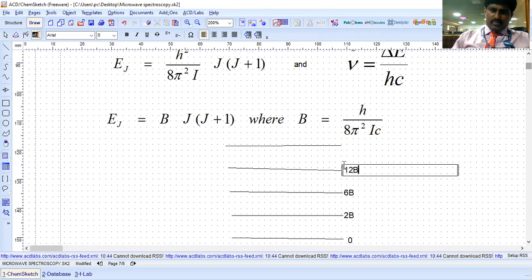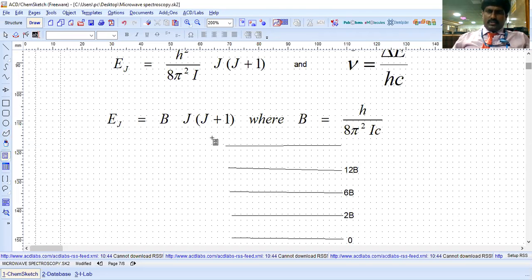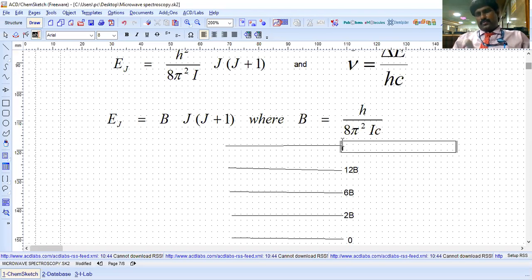See that it is very simple. We are expressing the energy of each rotational level with respect to the B term. And now 0, 1, 2, 3, 4: 4 plus 4 into 4 plus 1. How much? 20. 20B.